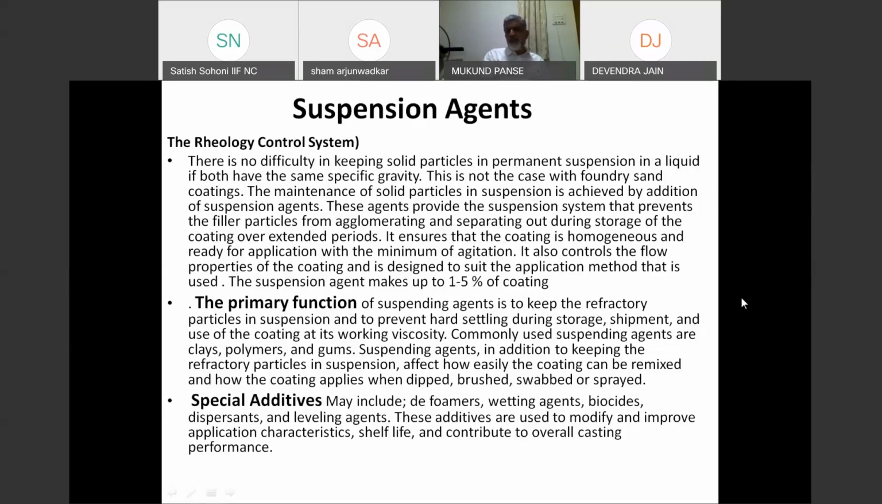Special additives may include defoamers, so that foaming does not occur, wetting agents, biocides, dispersants, and leveling agents. See, the application of the actual paint needs this wetting and leveling agent so that you get a uniform coat of the required thickness easily. You should get a uniform thickness coat all over the mold to get a better finish of the casting.